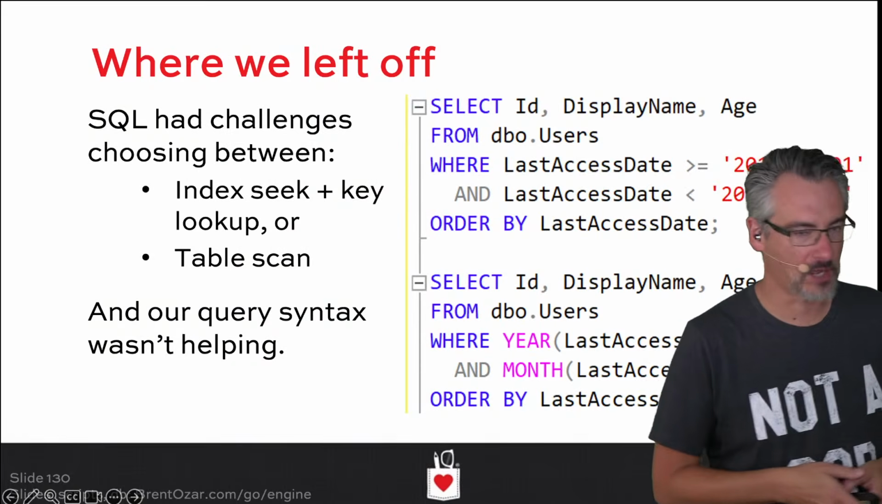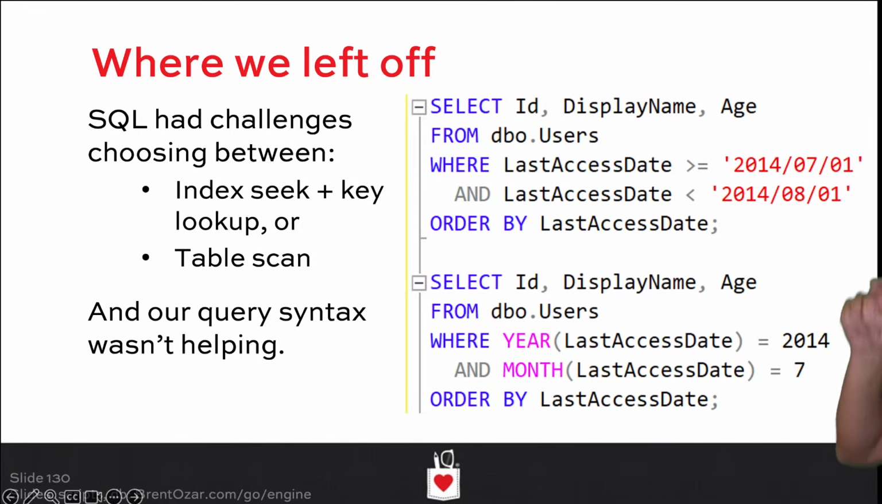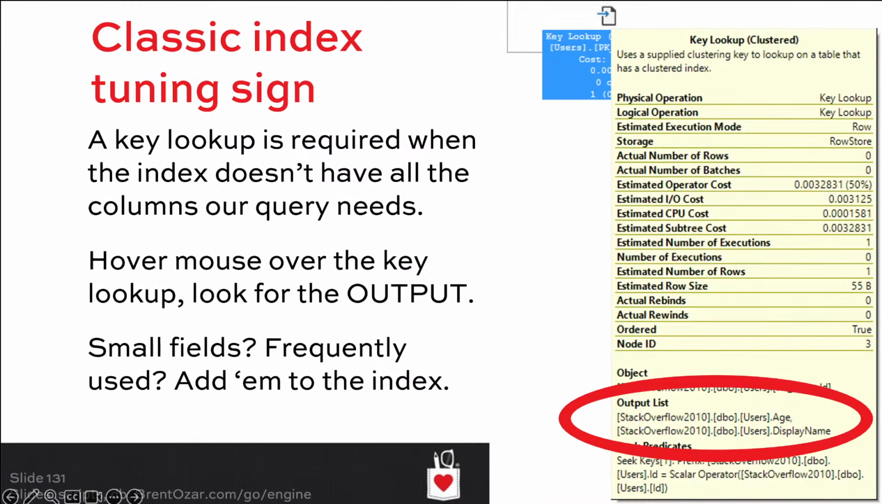So when we left off, SQL Server was having a tough time building good query plans for these two different queries. It was able to really easily build a query plan for this one. But because our query was harder to understand here, SQL Server made poor decisions. SQL Server had to choose between an index seek and a key lookup versus a table scan.